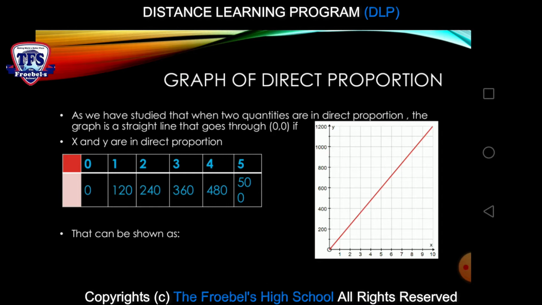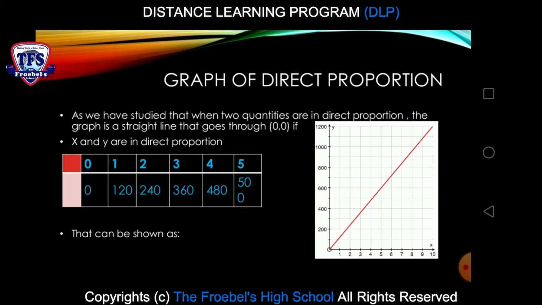As you can see, the red line represents the quantities, and the values have been plotted. We have joined all of the plotted values together and we got a straight line. So the straight line represents that the graph is a relationship between two quantities that are in direct relationship with each other.